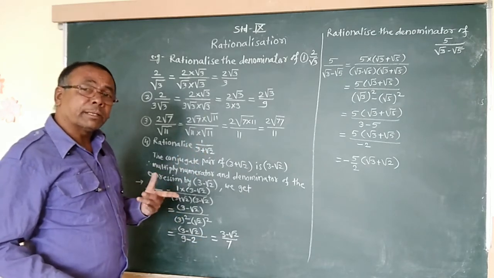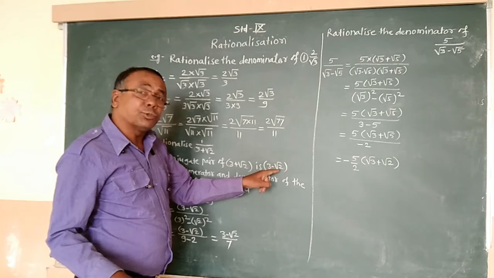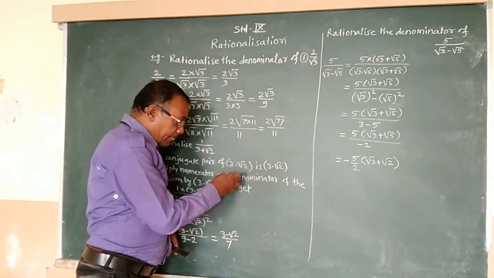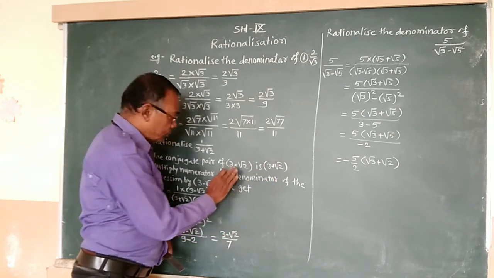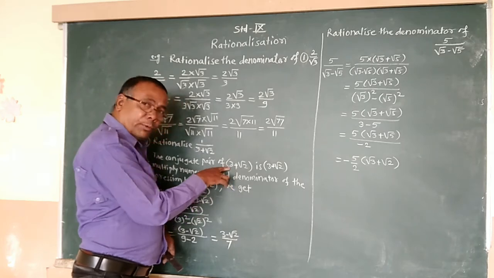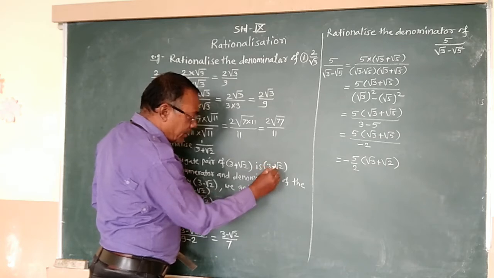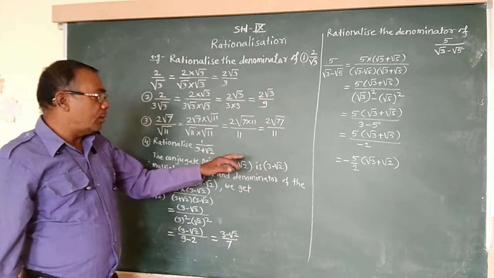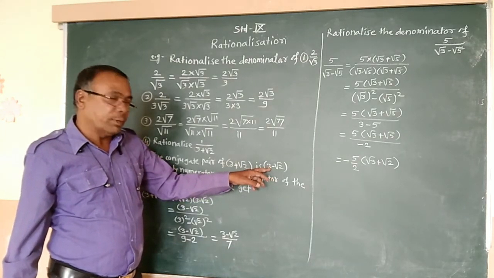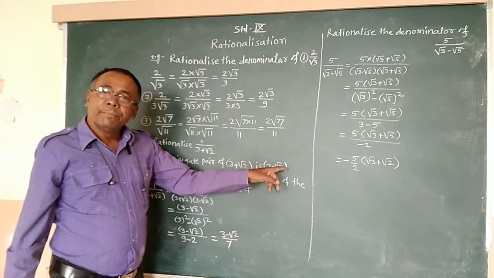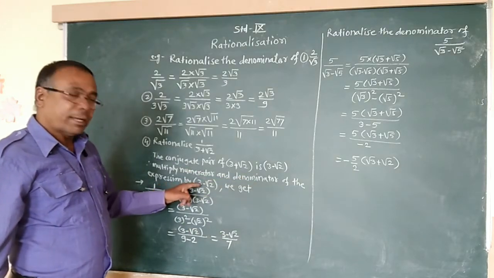Now how to find the conjugate pair? If 3 plus root 2 is there, then its conjugate pair is 3 minus root 2, and if 3 minus root 2 is there, then its conjugate pair will be 3 plus root 2. So here 3 plus root 2 is given and its conjugate pair will be 3 minus root 2, and now we have to multiply the numerator and denominator of the given expression by 3 minus root 2.